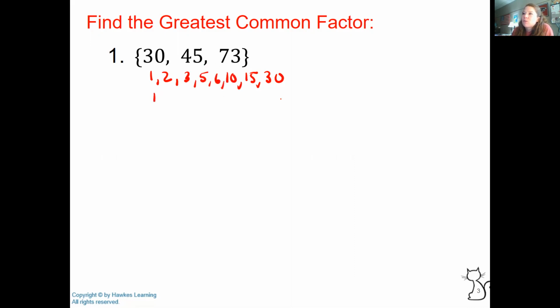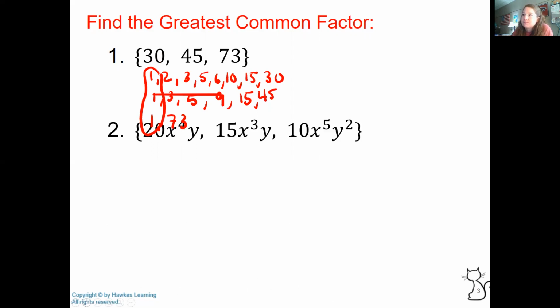So 45 would be 1 and 45, 3 and 15, 5 and 9. Oh, sorry, my pen does that every now and then. And then I believe that's it. But the third one, 73, is a prime number, which means it only has two factors, 1 and itself. So the reason I started with the ones is because we found out that the greatest common factor of these three numbers is in fact 1. They don't have any other common factors, which you'll find every now and then.